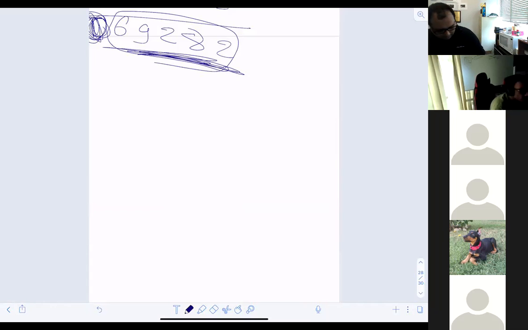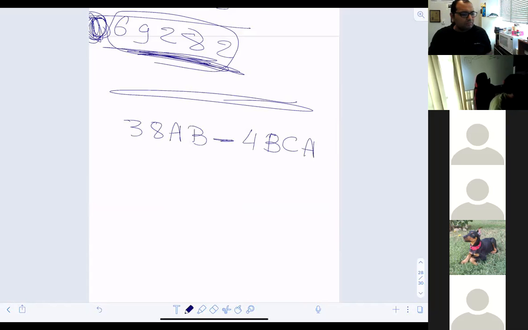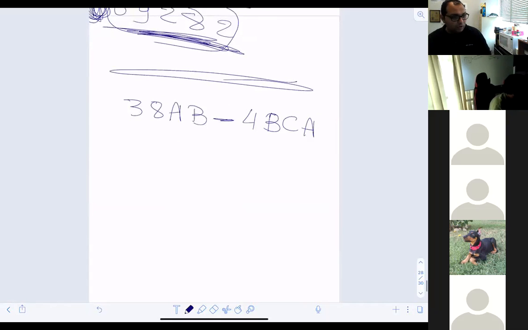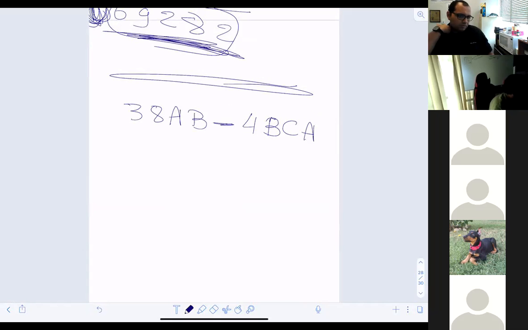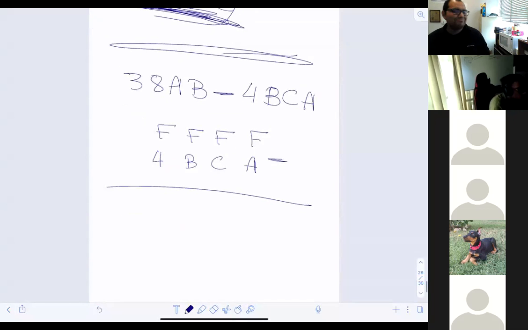Let's do it. Would it be 8 minus C? Let me just put an example and we'll do it, right? So I have here 3, 8, AB subtracted from the 4B, CA. How are we gonna do it? I'm gonna do the 15th complement, right? What is the 15th complement? It's gonna be F, F, F, F subtracted from the ACB4. Oh, so you do it from the 15th complement.